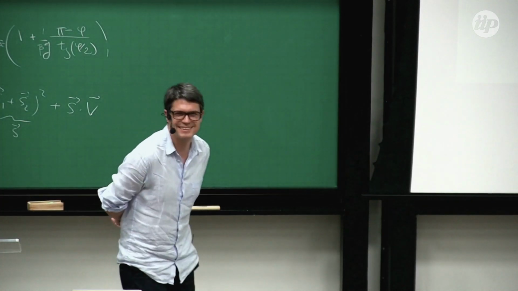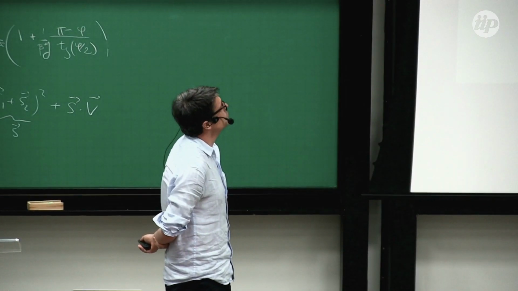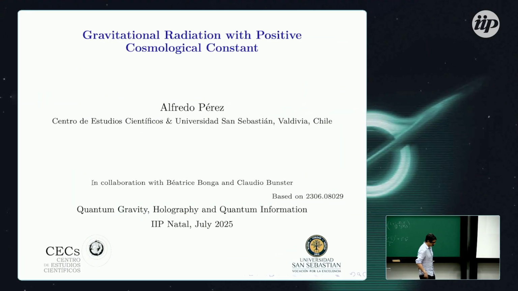So, thank you. Today, I will talk about gravitational radiation in space-time with positive cosmological constant. This work was done in collaboration with Beatrice von Haag from Radboud University in the Netherlands and Claudio Bunster, also known as Claudio Teitelboim, who was in Valdivia at that time, and it's based on this work.